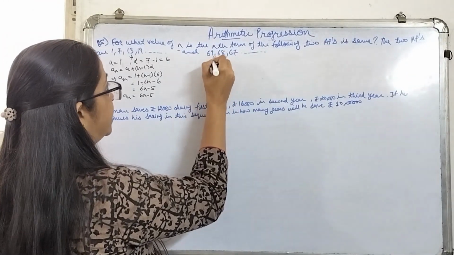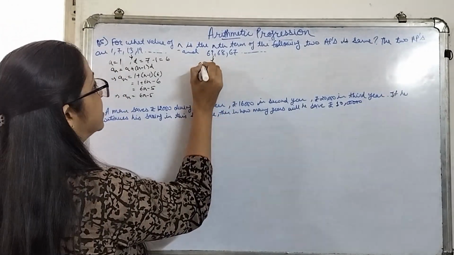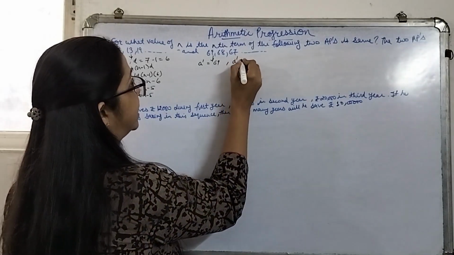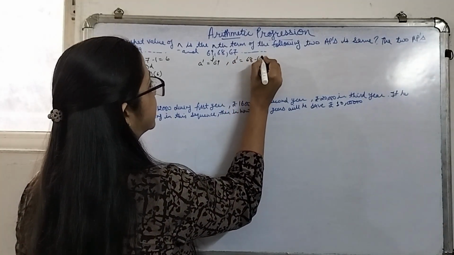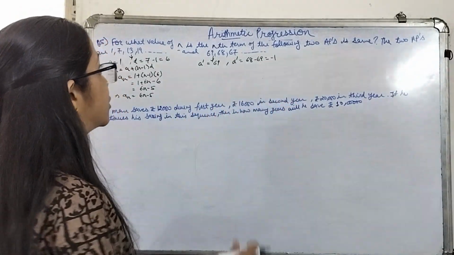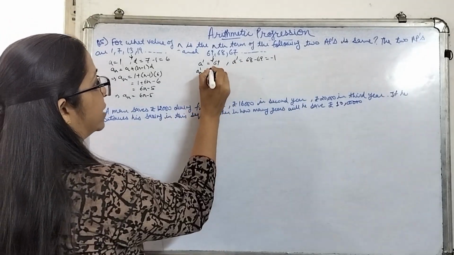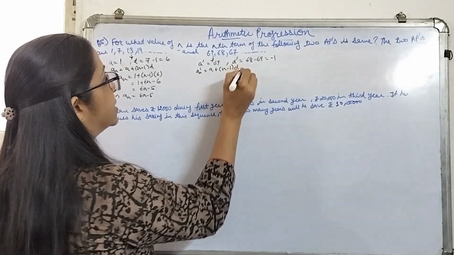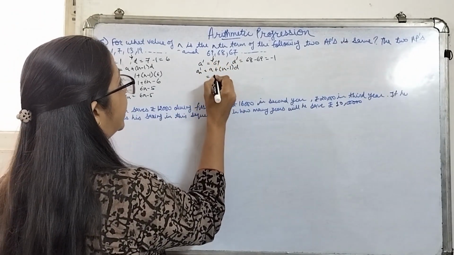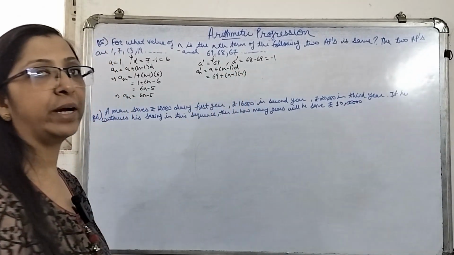Now considering this series, the first term, instead of a, because a we have taken over here, we are taking this as a dash. A dash is 69 and the common difference, d dash, is 68 minus 69, that is minus 1. The common difference over here is minus 1. So an dash, that means the nth term of this AP, again using the same formula a plus n minus 1 into d, keeping the values of a and d here. So it will be a is 69 plus n minus 1 into d, which is minus 1.